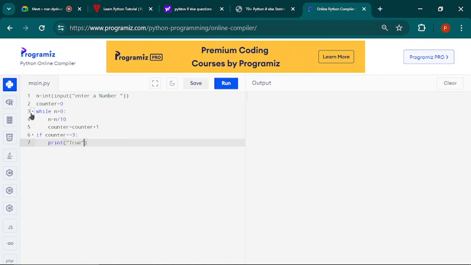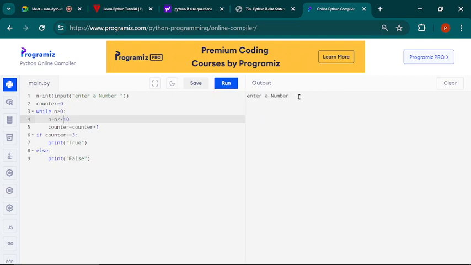But what if it is not a 3 digit number, meaning else? Then you simply have to print false. False means it is not a 3 digit number. Suppose I enter the number 51521, see, false. Why is it giving false? Counter equals 0, n equals n divided by 10. We have to use floor division. Now 512, yes, it is true, because it is a three digit number.